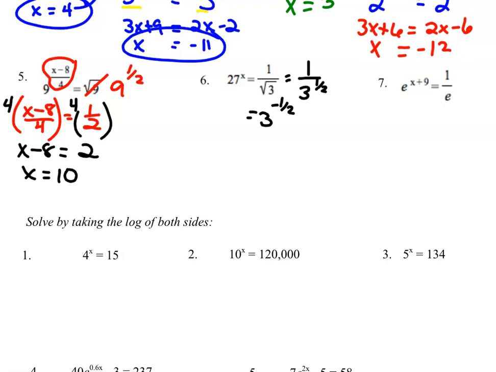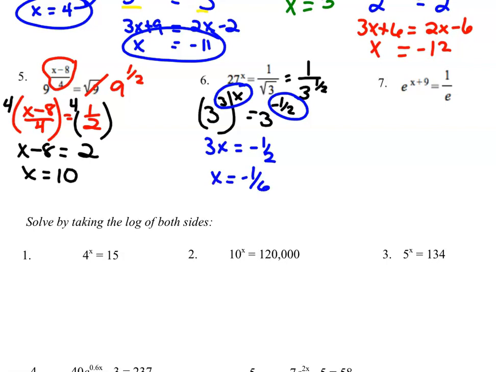On the left side, we can think of 27 as 3 cubed. It's being raised to the x power. So now our powers have to be equal. So 3x would have to equal negative 1/2. Dividing both sides by 3, we end up with x being negative 1/6.